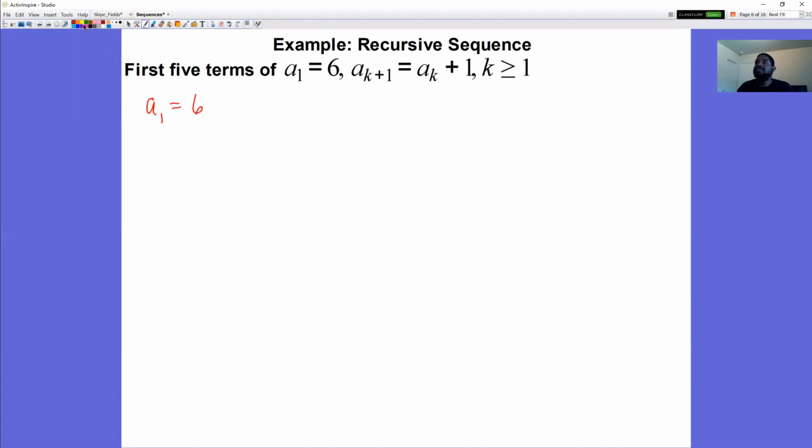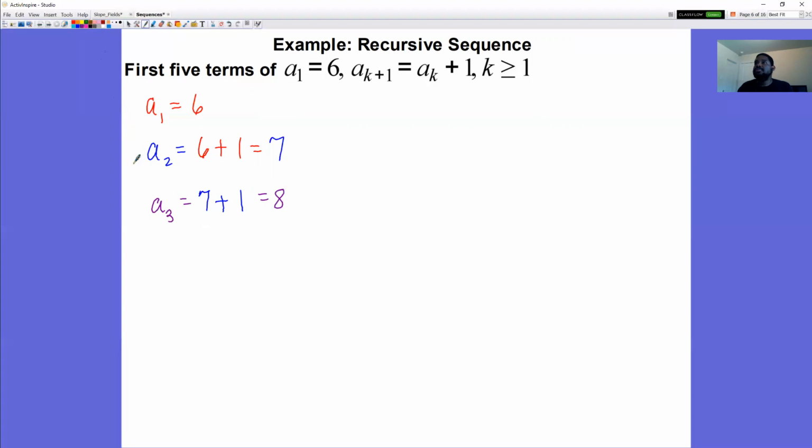To get the next term, a2, we take 6 and add 1 to it. That's basically what the sequence says. So 6 plus 1 equals 7. So that's our second term. Our third term is 7 plus 1, and that's equal to 8.